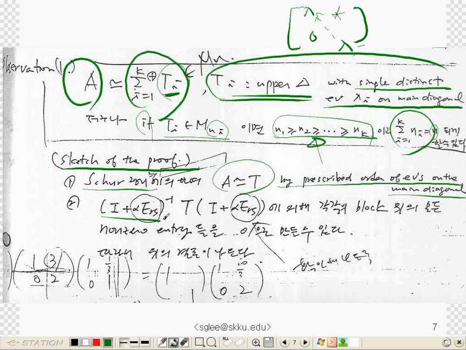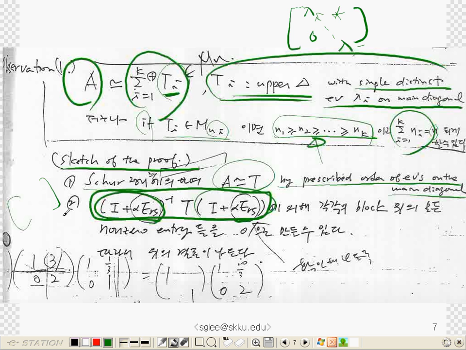Then we realize if we multiply this matrix and the inverse of this, alpha times ERS. ERS means it's a 0 matrix that only has 1 at row R and column S, and all others are zeros. This is called the cell. If we multiply this matrix S and S inverse on the right and left, then we can make this one entry at R and S be 0.